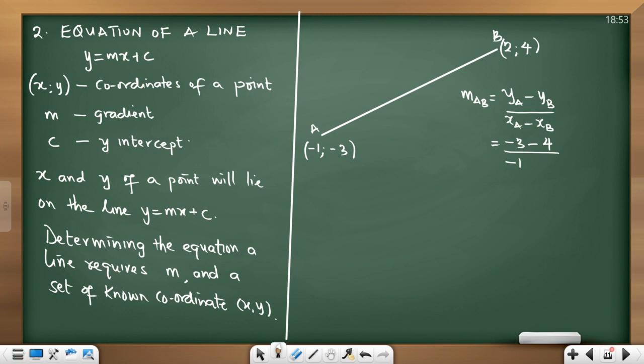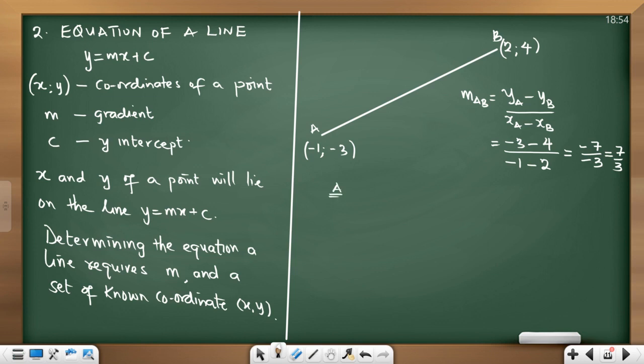And by the way, we expect this gradient to be positive. Have that expectation. Minus, what is the x coordinate of B? That would be 2. What would this be? Negative 7 over negative 3. And that gives me 7 over 3. It must be positive. Now, that's my first responsibility.